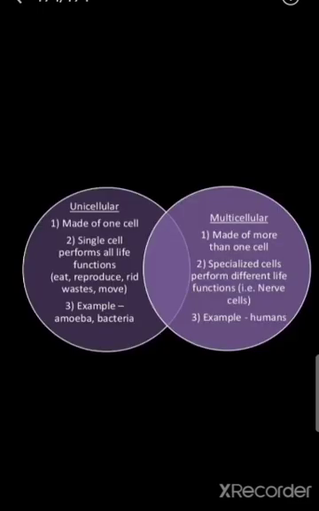Now students, let us discuss unicellular and multicellular organisms. Uni means one, so unicellular organisms are made of one cell. But when we talk about multicellular, they are made of more than one cell. In unicellular organisms, a single cell performs all the functions. But in multicellular organisms, specialized cells perform different life functions. Amoeba is an example of a unicellular organism, and humans are an example of a multicellular organism.